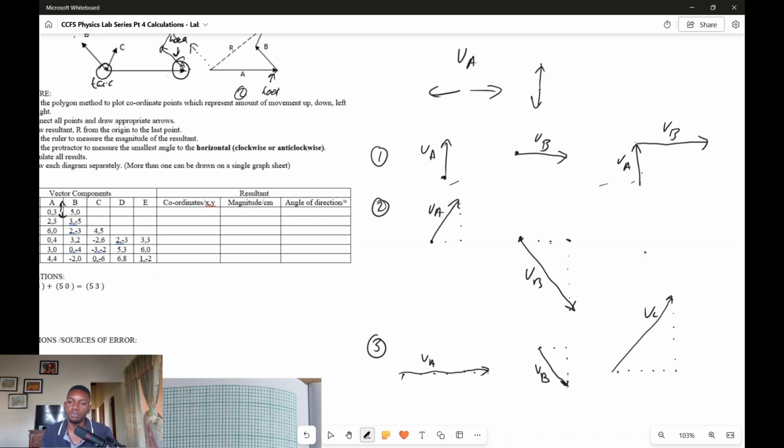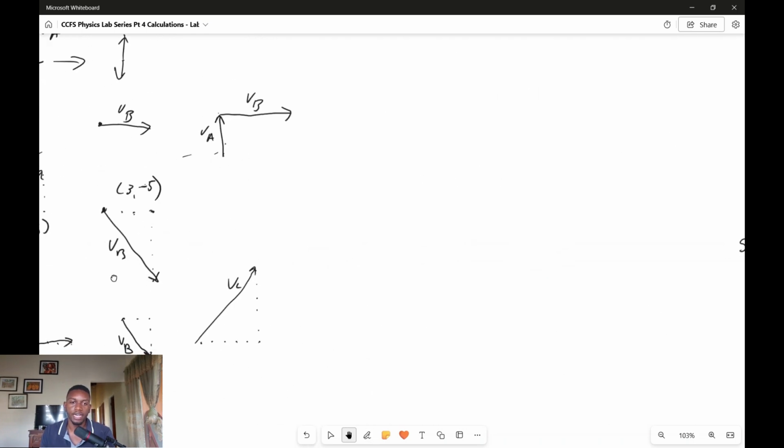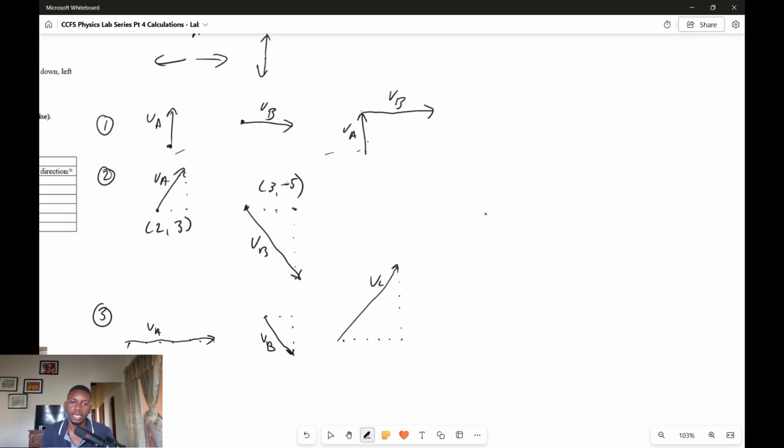Let's see if we could reproduce this idea of drawing the vectors. This one here, I'm just going to put down this number 2, 3, and then this is 3, minus 5. All right. So let us redraw this vector over on the other side. So VA is 2 steps to the right, 3 up. This is VA. Where VA ends, let's draw VB.